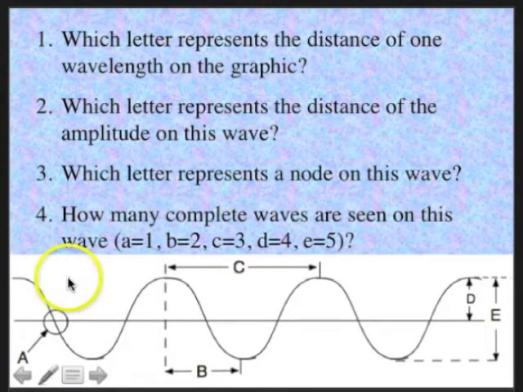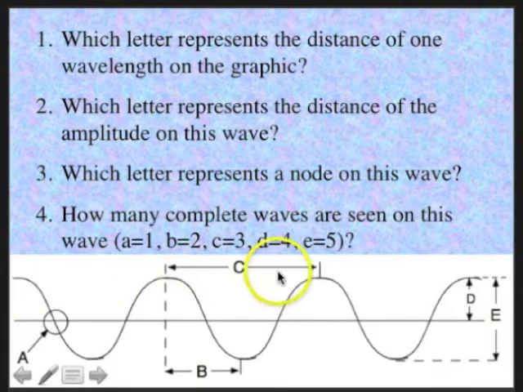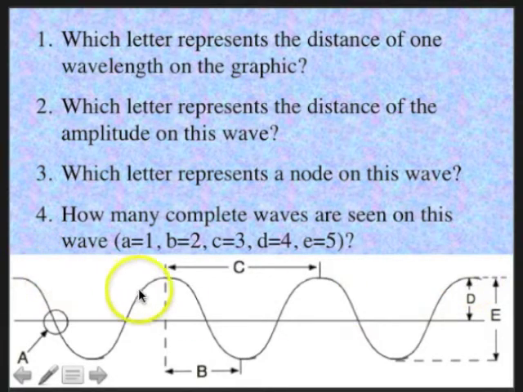Now the question asks, how many complete waves are seen on this wave? Well, if we start right here and go to the next crest, that's one wave. If we start here and go to the next, that's the second wave. And we start here and go to the next, that's the third wave. So there are 3 waves depicted in this segment of a wave. So that's what wavelength is, and that's what amplitude is.